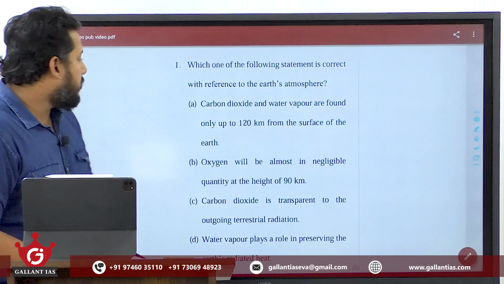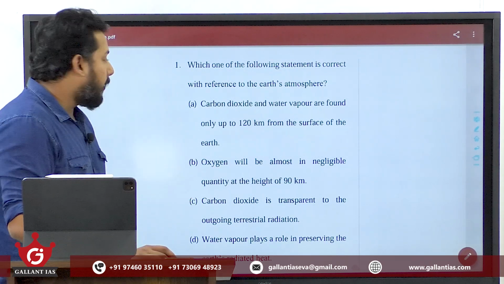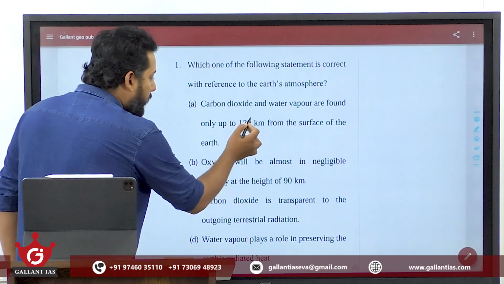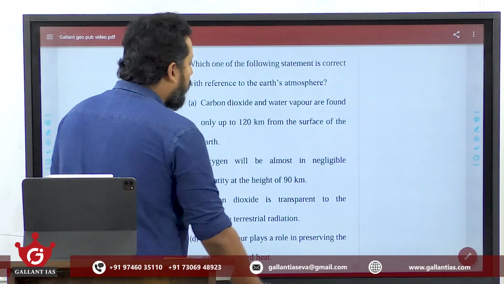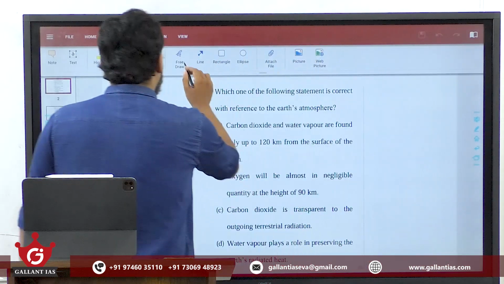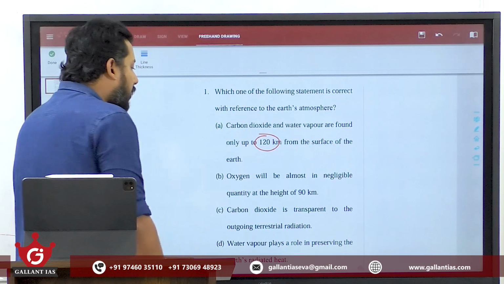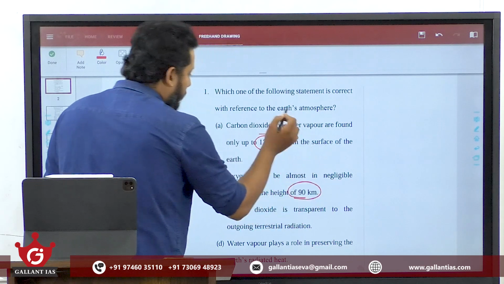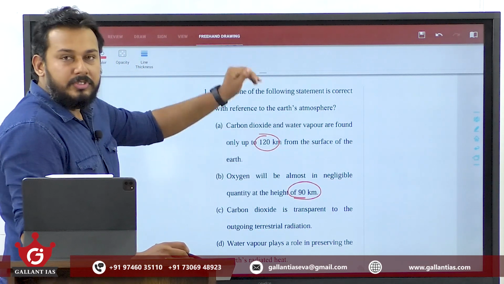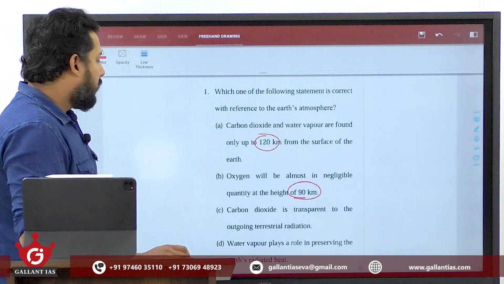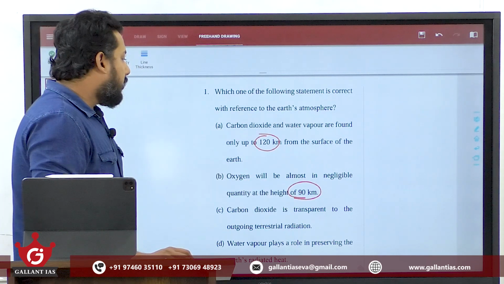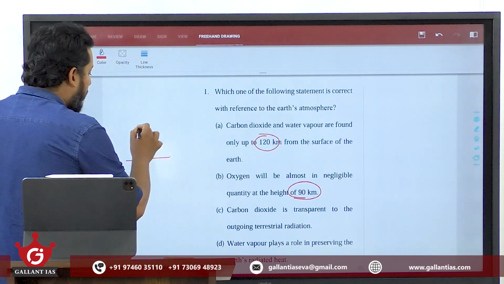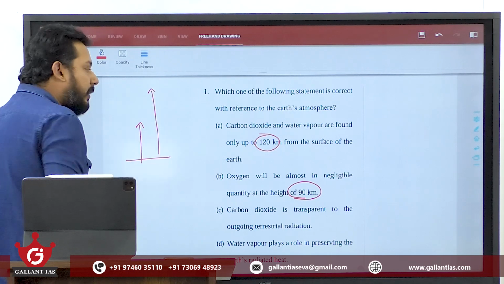So here the question is regarding carbon dioxide, oxygen and water vapor. The first statement says that carbon dioxide and water vapor are found only up to 120 kilometers. Okay, only up to 120 kilometers. The second statement says that oxygen will be almost in negligible quantity at a height of 90 kilometers. So we know that these gases are not uniformly distributed along the altitude of the atmosphere. Oxygen up to 90 kilometers, carbon dioxide up to 120 kilometers. Okay, suppose this is the surface of Earth. Up to 90 kilometers we have oxygen, up to 120 kilometers we have carbon dioxide.